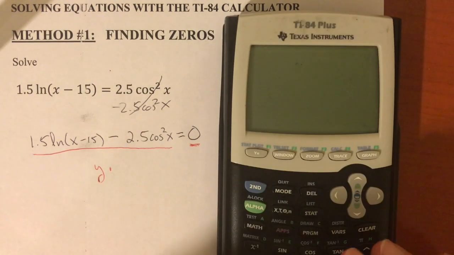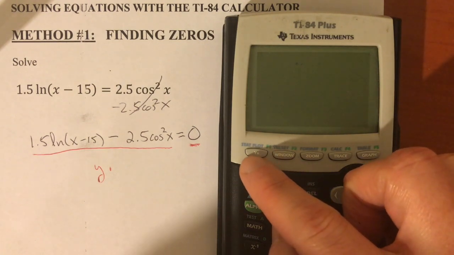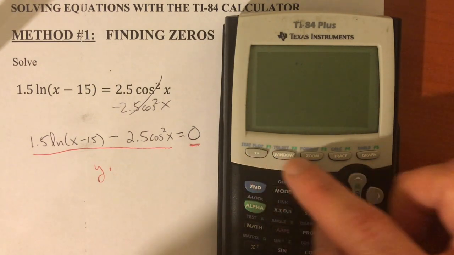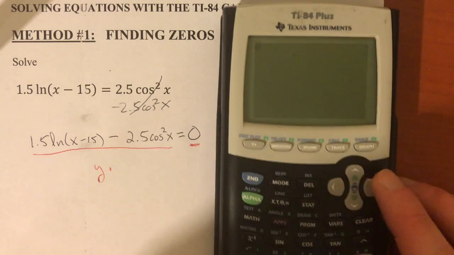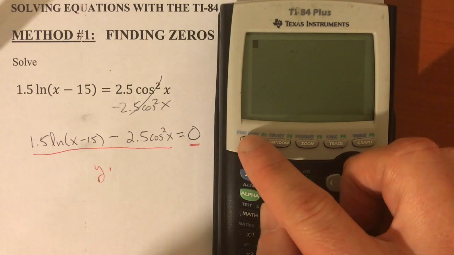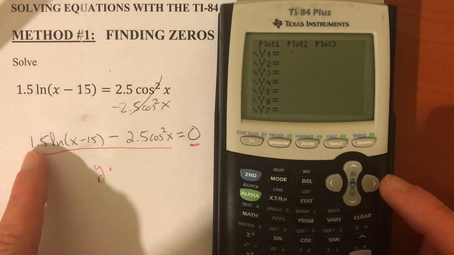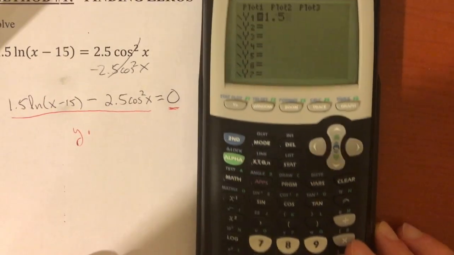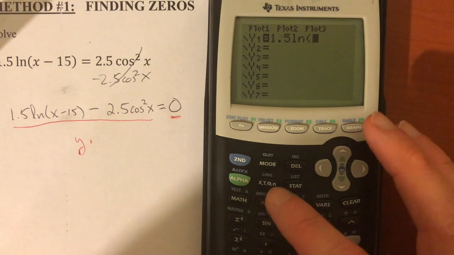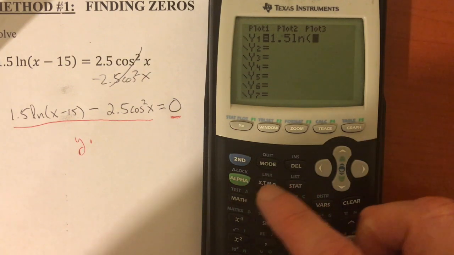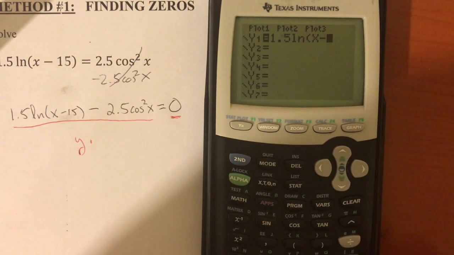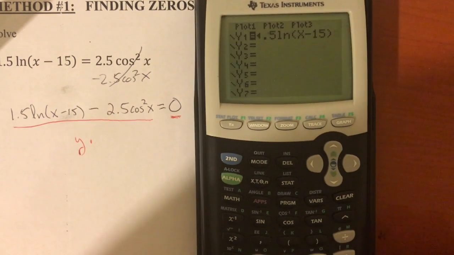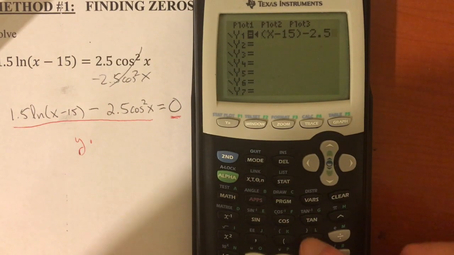So for graphing purposes, obviously press on first, and most of the graphing buttons you need are near the top row here. So you go to y equals, and then I'm going to put in this equation, 1.5 ln, the ln button is right here, natural log of the quantity x, and for the variable, don't use the alpha feature, use this button right here, the x comma t comma theta comma n. This is always the variable you're using, x minus 15, close that set of parentheses, minus 2.5 cosine.